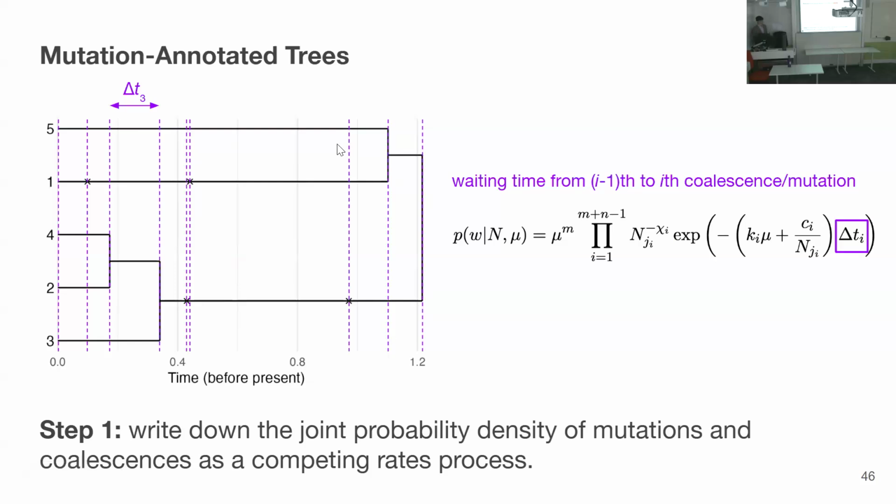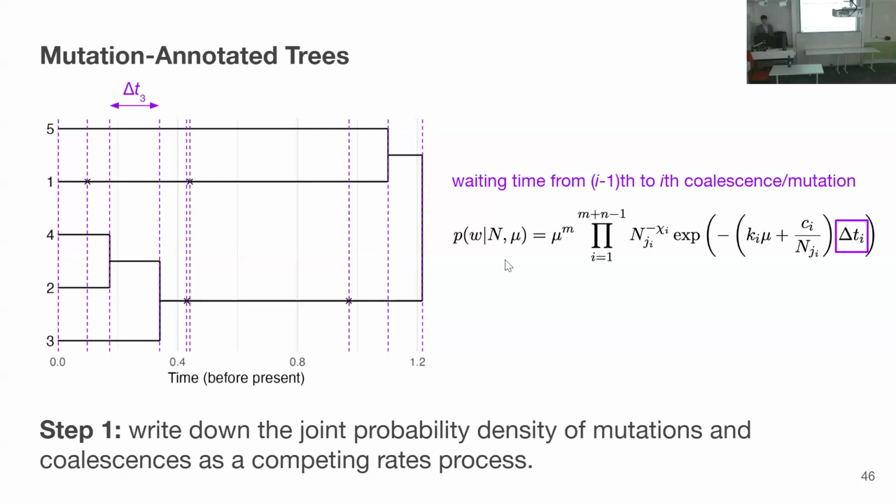So now we're going to redefine our delta ti's, those were previously our waiting times between coalescences, to be our waiting time from the (i-1)st to the ith event, either coalescence or mutation. So for instance, our delta t3 here would be the waiting time between this coalescence and this coalescence, but our delta t4 would actually be a waiting time from a coalescence to the next mutation.